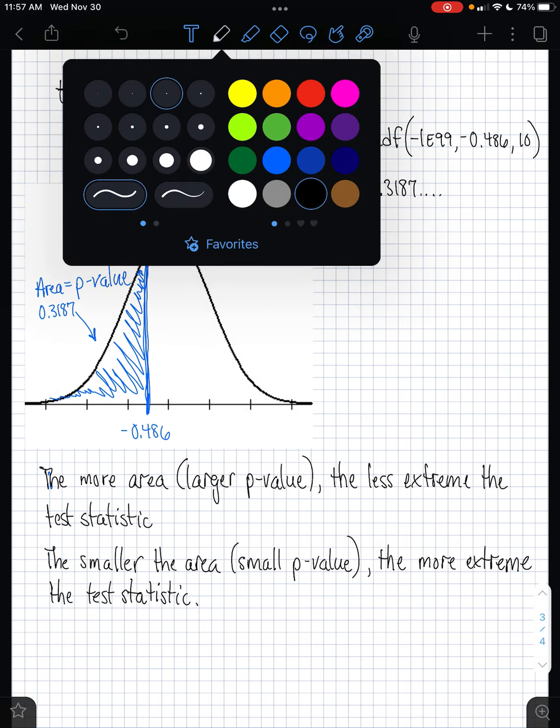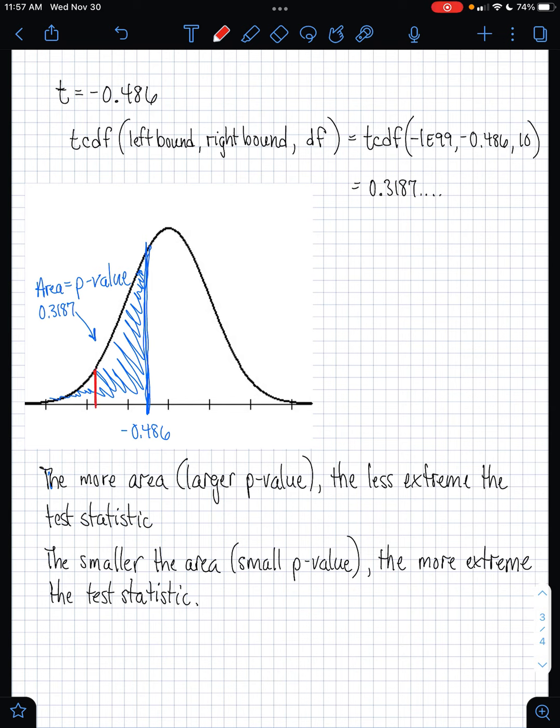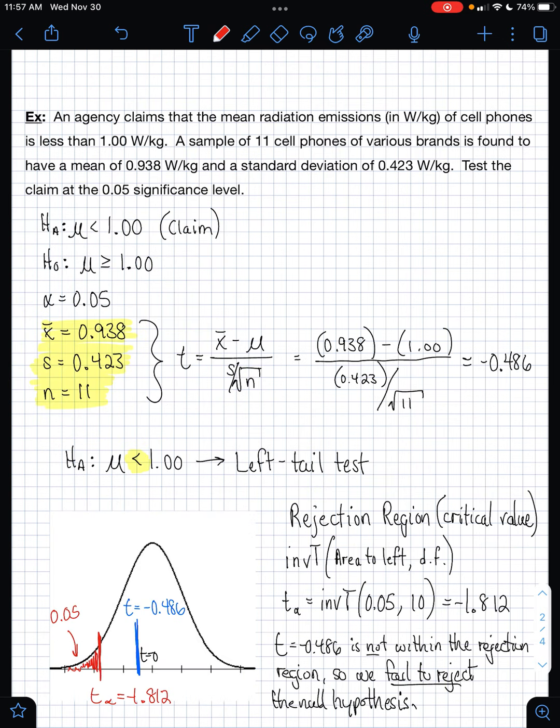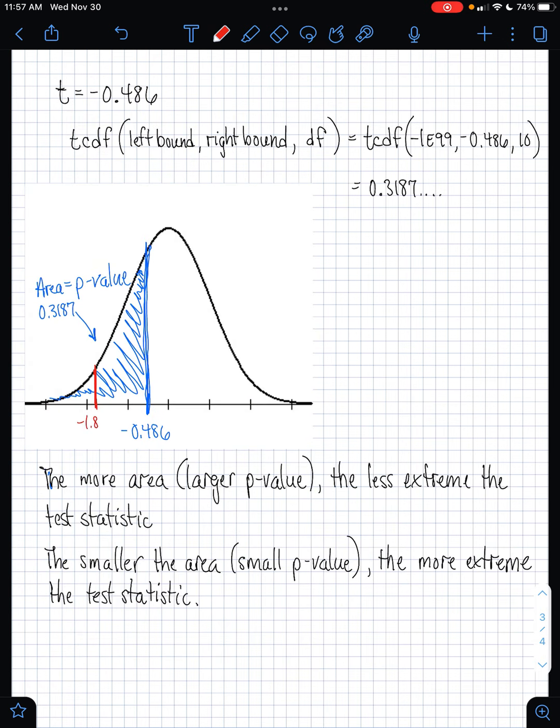By comparison, remember, a value of, was it negative 1.812, has an area to the left of 0.05. So you can see how a more extreme value has less area to the outside of it. So what we're seeing here is that our test statistic is not as extreme as our critical value, and therefore we should not be rejecting H sub 0, our null hypothesis. So whichever method is used, that's all it's about, is saying how extreme is our test statistic. Is it extreme enough to reject the null hypothesis? Or is it not that extreme and therefore we fail to reject the null hypothesis?